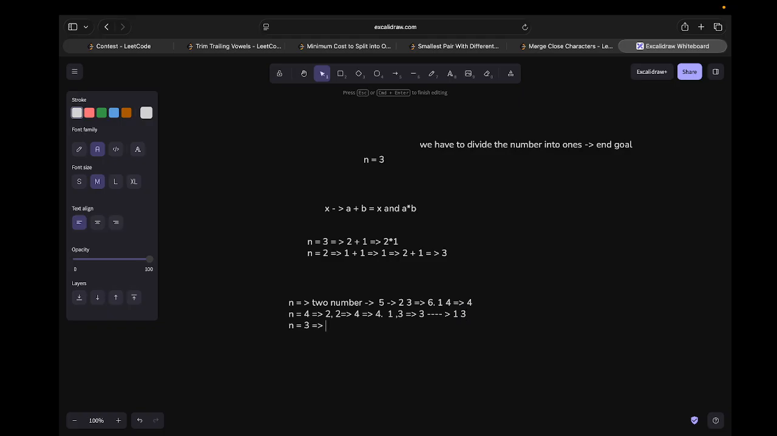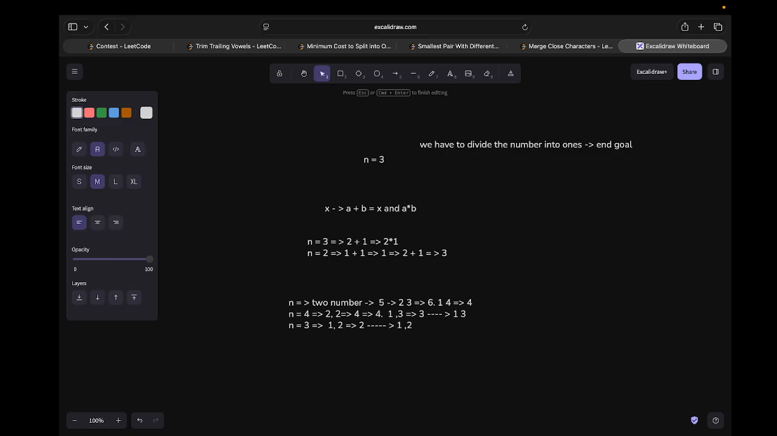Now for the 3, what are the possibilities, right? If you want to divide 3 into two numbers, there is only one possibility, 1 and 2. Either you can write 1 first and 2 second, or 2 first and 1 second, it is going to be the same. If you calculate the product, it is also going to be the same. So now the new scenario looks like 1 and 2, right?